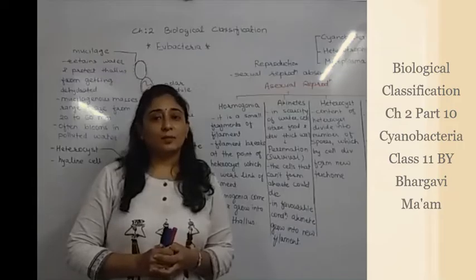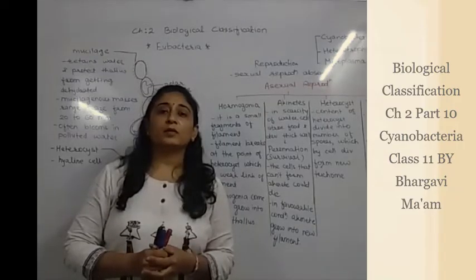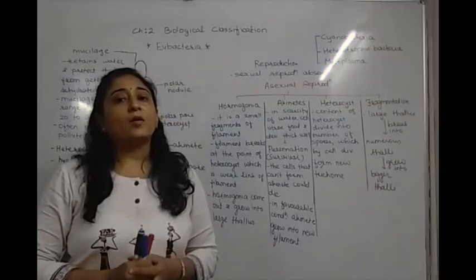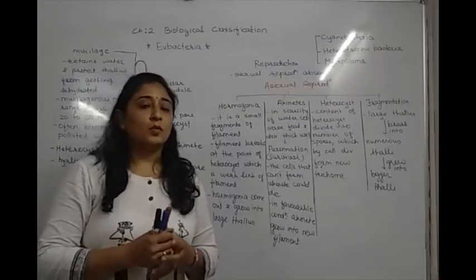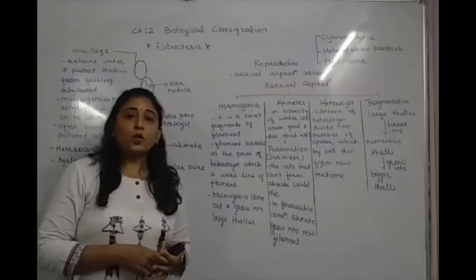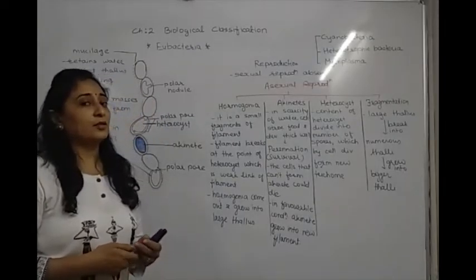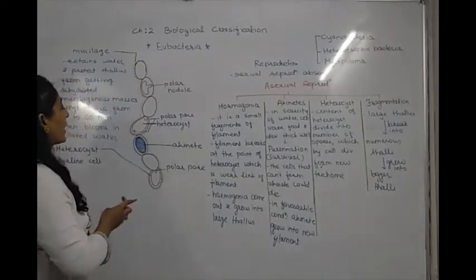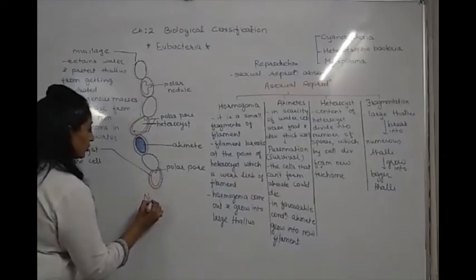Here we are discussing the eubacteria, the common features we have discussed in the previous video. Now we will discuss some characteristic features of the cell structures, and reproduction also. The common examples of cyanobacteria, that is blue-green algae, are Nostoc and Anabaena. So this is the structure of Nostoc.